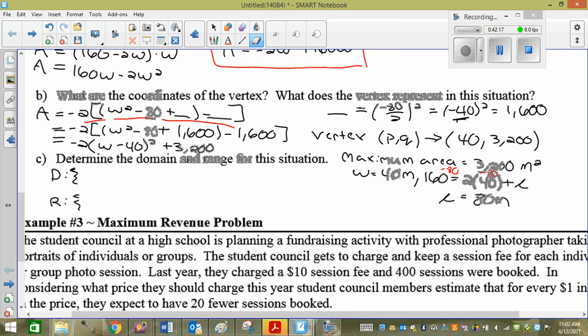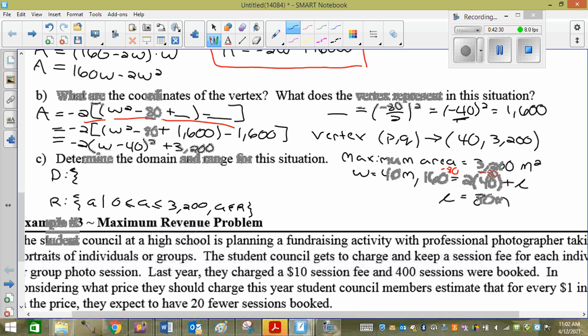I'm just going to erase those because that's going to be confusing. So A such that 0 is less than or equal to A, less than or equal to 3,200, where A is an element of the reals. Right, because we can't go below the x-axis. There's no such thing as negative area, and as soon as we go below the x-axis, we start going into negatives, so we can't do that.